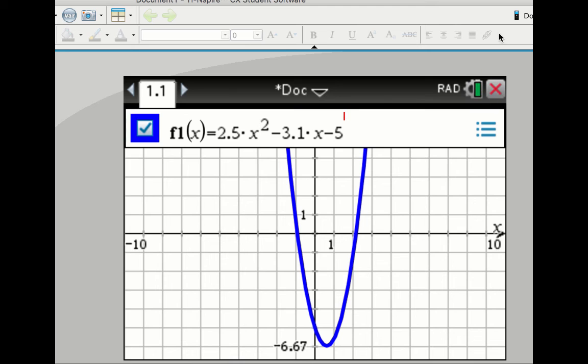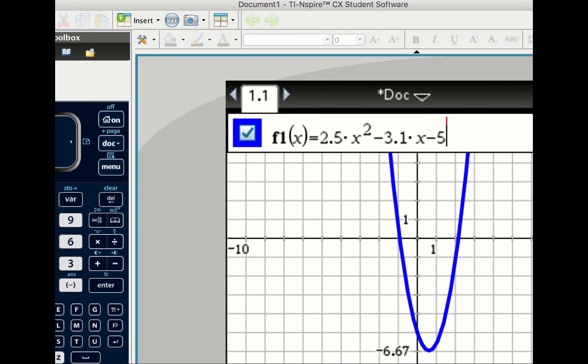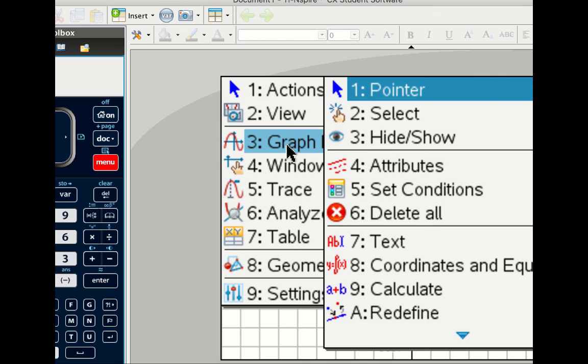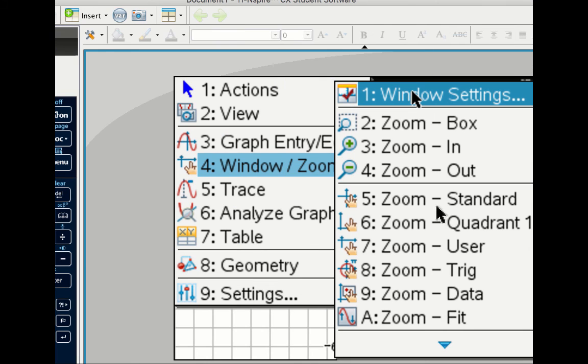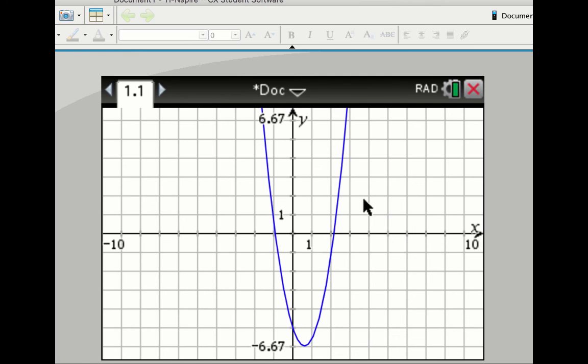Another thing is to make sure that you're using the correct zoom. So if it doesn't quite fit, you can go to menu, then window. On this one, I chose zoom standard. Sometimes you have to use other zooms. Okay, so this is what you end up with for your graph.